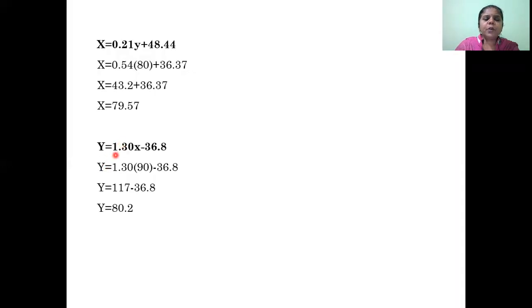Now y is equal to 1.30x minus 36.8. So y is equal to 1.30 into 90 minus 36.8. So y is equal to 117 minus 36.8, y is equal to 80.2. When x is equal to 90, y is 80.2. And when y is equal to 80, x is equal to 79.57. Okay, students, like this we have to compute the problems on regression equation.